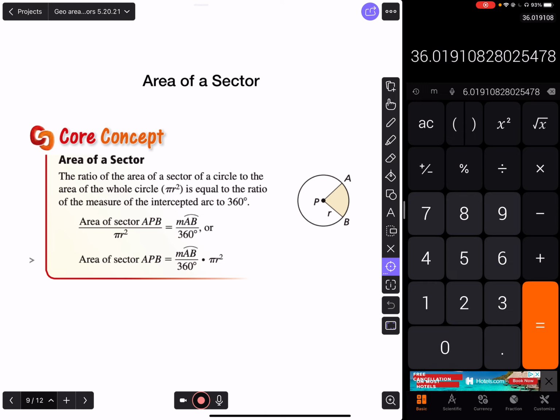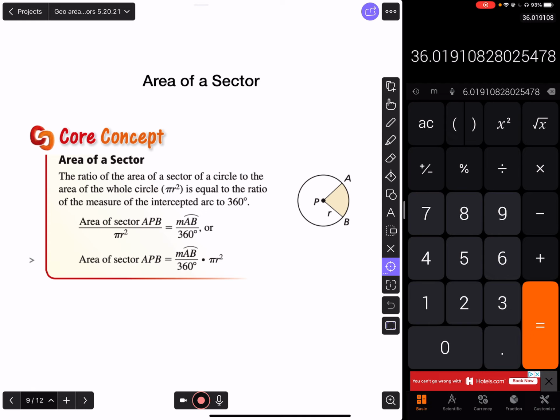To figure out the area of a sector, we do it very similar to how we found arc measure yesterday. We basically find the ratio of the area of the sector to the area of the circle. That's what we were just practicing. It has to be equivalent to the measure of the sector's angle to the entire circle, which is 360 degrees.